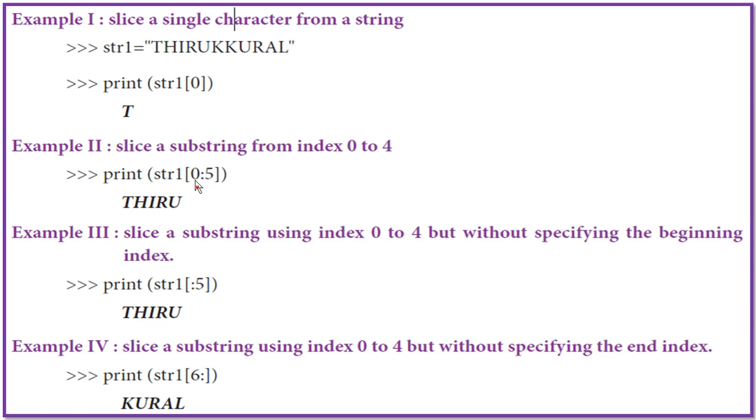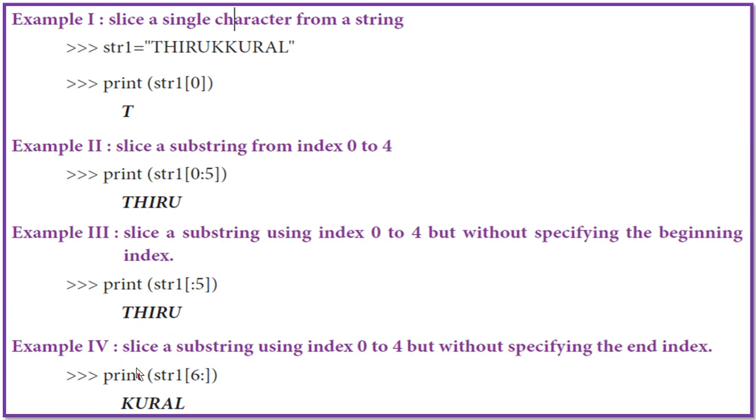In example 3, slice a substring using index 0 to 4 but without specifying the beginning index. Here we are not giving the value of the beginning index, that is 0. It is enough to give colon 5, that is the end value only, for extracting the first 0 to 4 values, Thiru. It is the same result, Thiru.